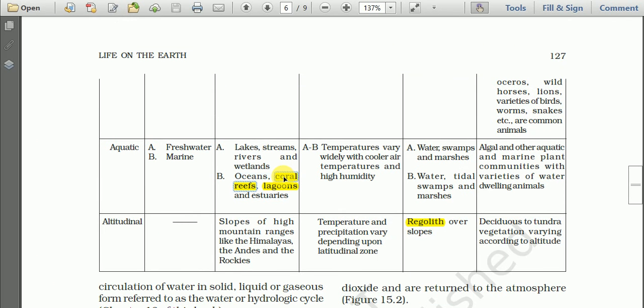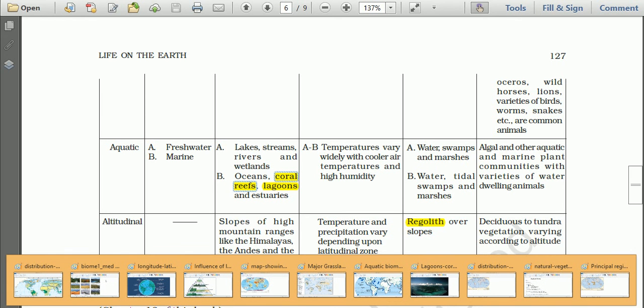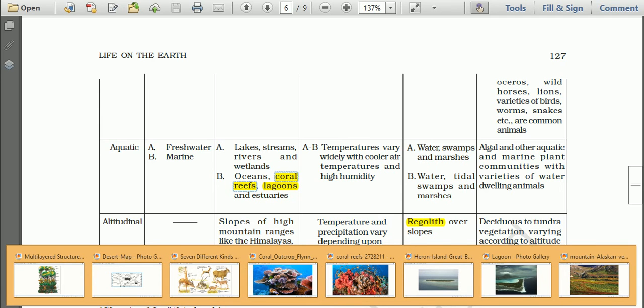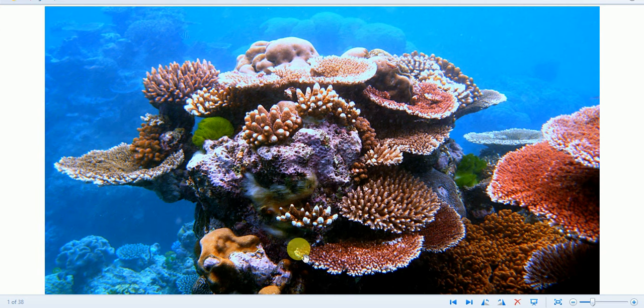And coral reefs, so corals are microscopic marine organisms grown in the shallow waters, but see, they can also form islands. They can also form islands and different features, and we have some photographs showing coral. See here, this is a coral outcrop.